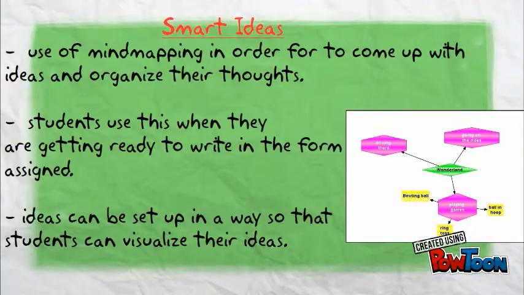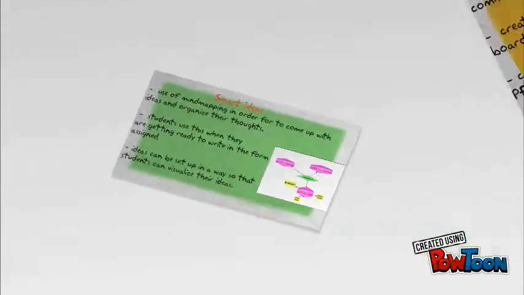On many of my students' IEPs, one of their accommodations is the use of mind mapping in order to allow them to come up with ideas and organize their thoughts. I've used this tool when students are getting ready to write in the form assigned. They've also been able to have their ideas set up in a way that they can visualize their ideas.